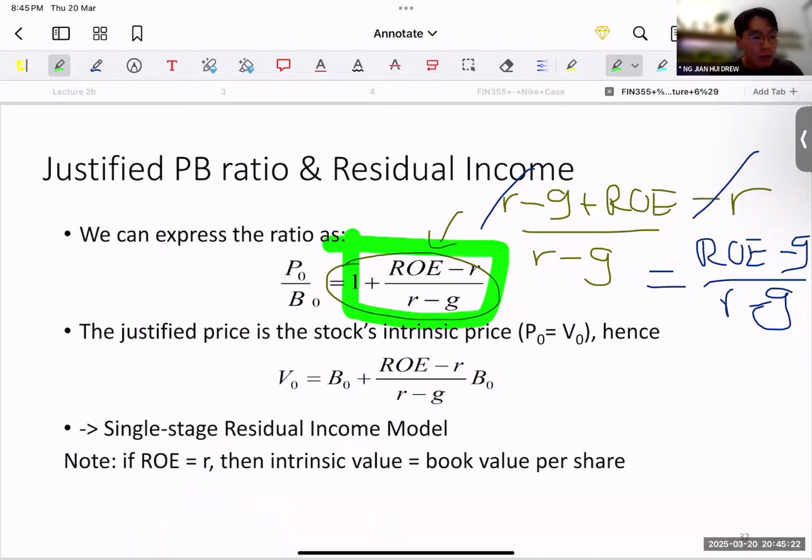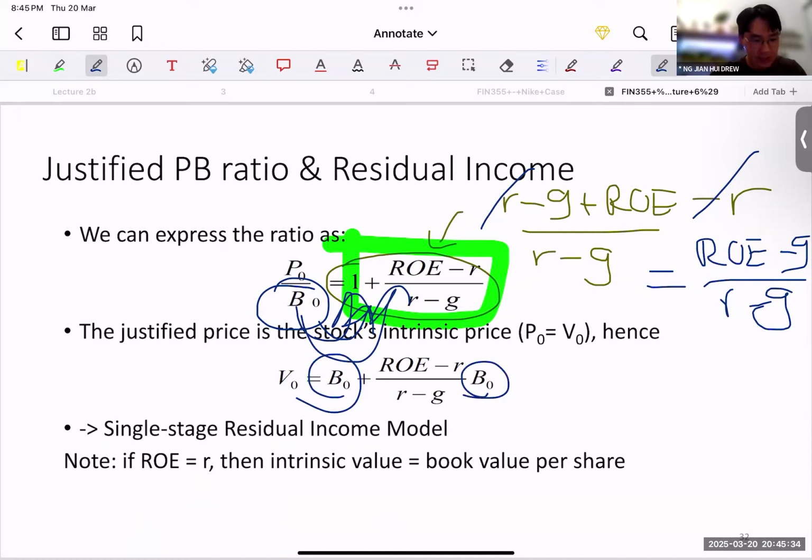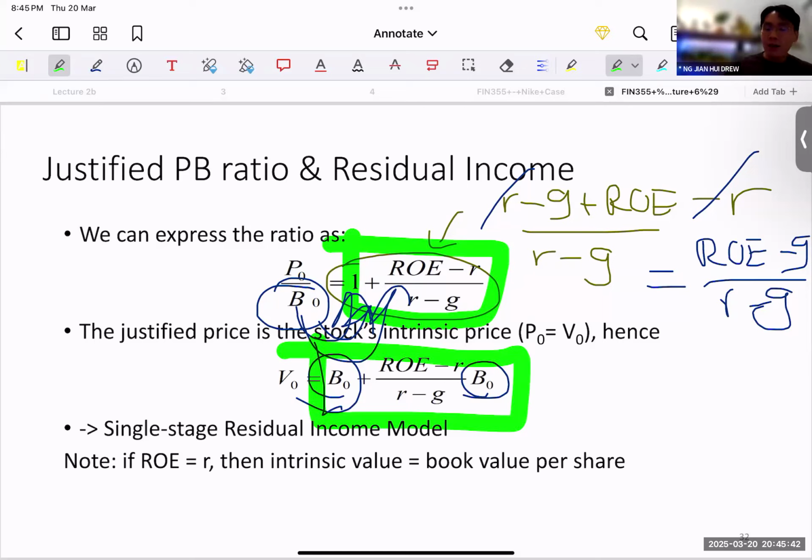Why? If I was to multiply B naught into here, do you see that B naught multiplied by this and then multiplied by this gives you this, right? B naught and then B naught here. Can you see that this formulation is your residual income model. So I just showed you how the price to book value ratio can be derived from the residual income model, which allows you to determine the justified price to book value ratio based on the residual income model. Any questions for this?